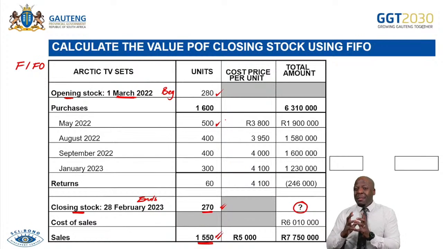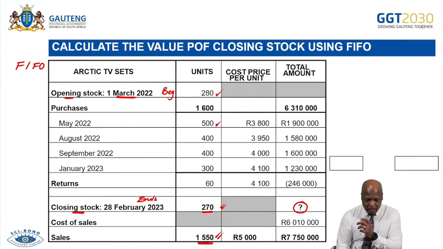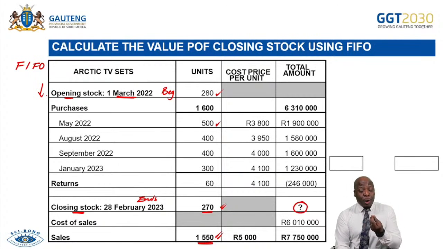In that case, I will stop focusing on my top, because I know that the stock at the beginning is already sold. That is not my problem. My concern is the closing stock, and the closing stock will be stock that has not been sold. What has been sold is no longer my problem. I want to know the value of what has not been sold. And which ones have not been sold? The stock that came in last. Last in, last out, because we're busy with the first in, first out.